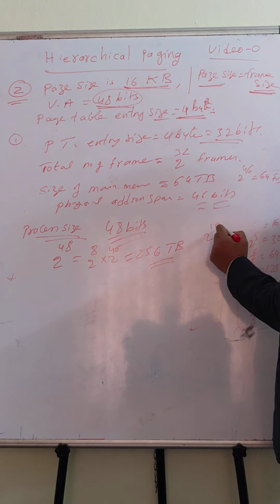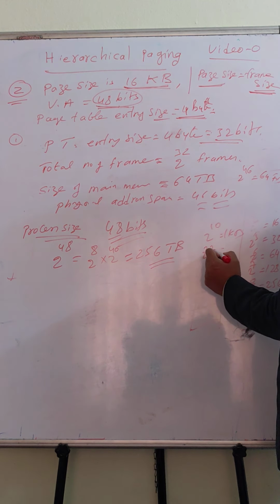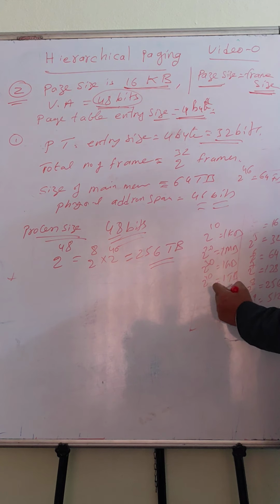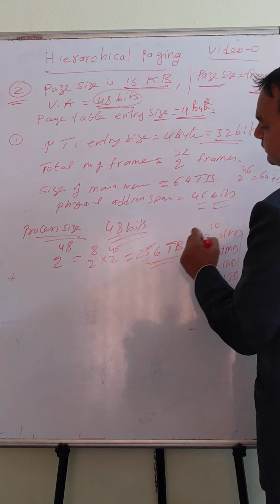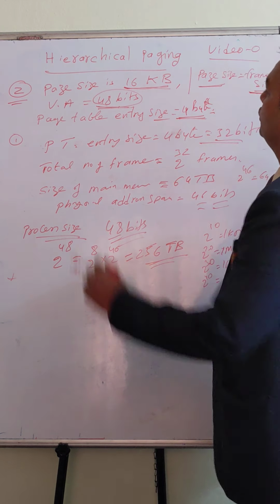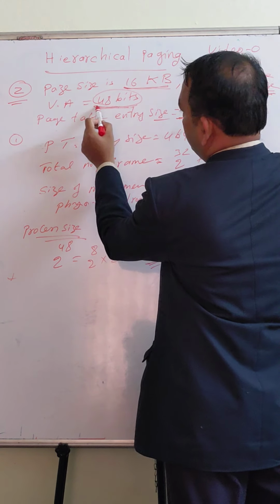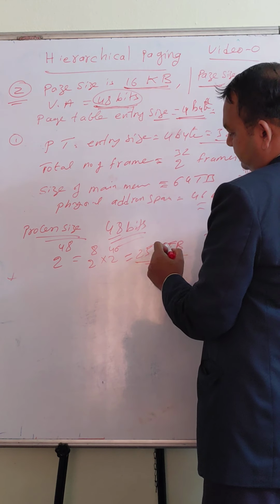2 power 10 is always 1 KB. 2 power 20 is 1 MB. 2 power 30 is 1 GB. 2 power 40 is 1 TB. So this is 2 power 56 TB. Process size: how did we calculate it? Using the virtual address space of 48 bits. The CPU generated a 48-bit virtual address space. Using this, 2 power 48 is 256 TB.